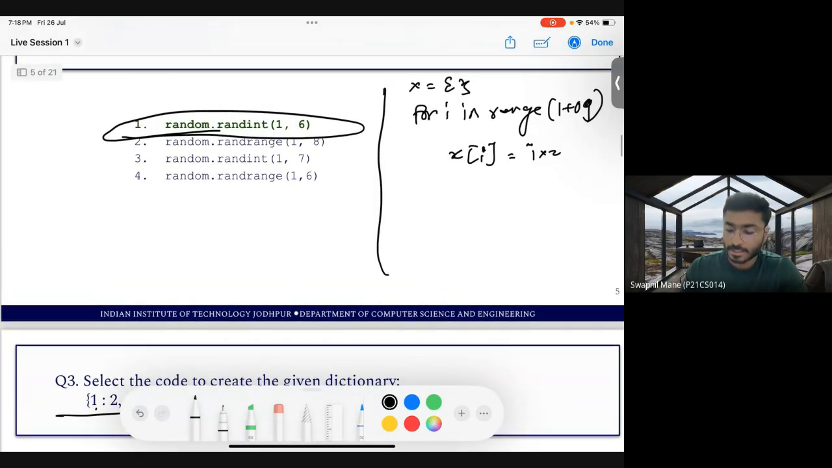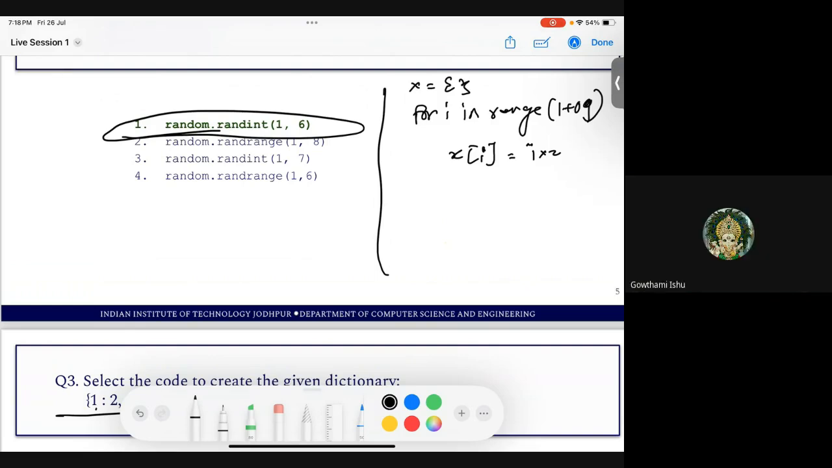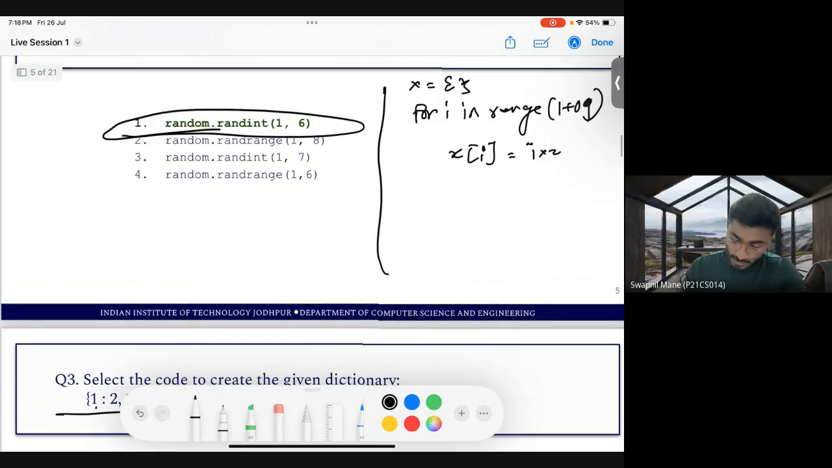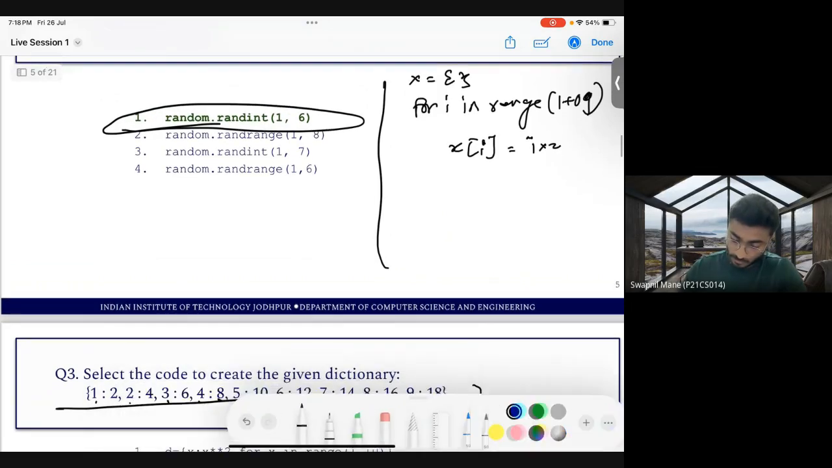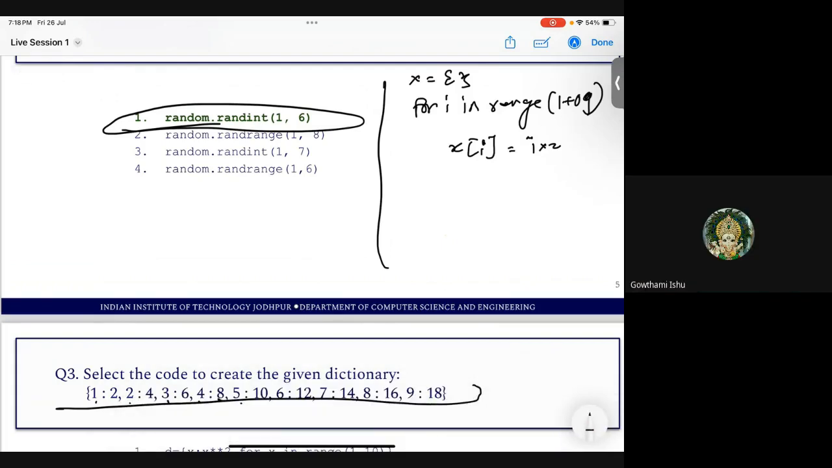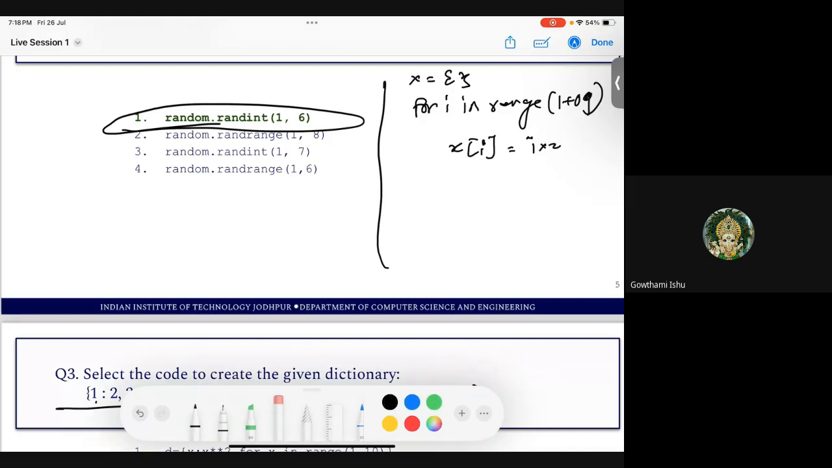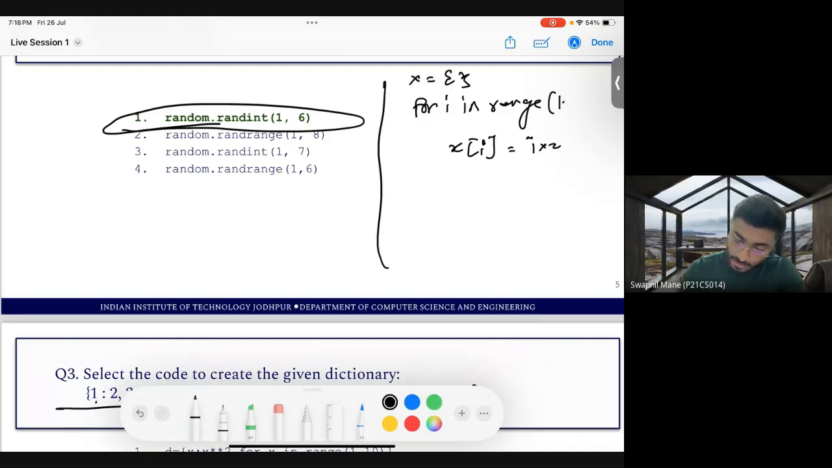Is it correct? No, sir, it is wrong. So what is the loophole here? For i in range of 1 comma 10, sir, because the range does not include 9 by itself. Right, the answer is 1 comma 10. Yes. It goes to n minus 1, right?